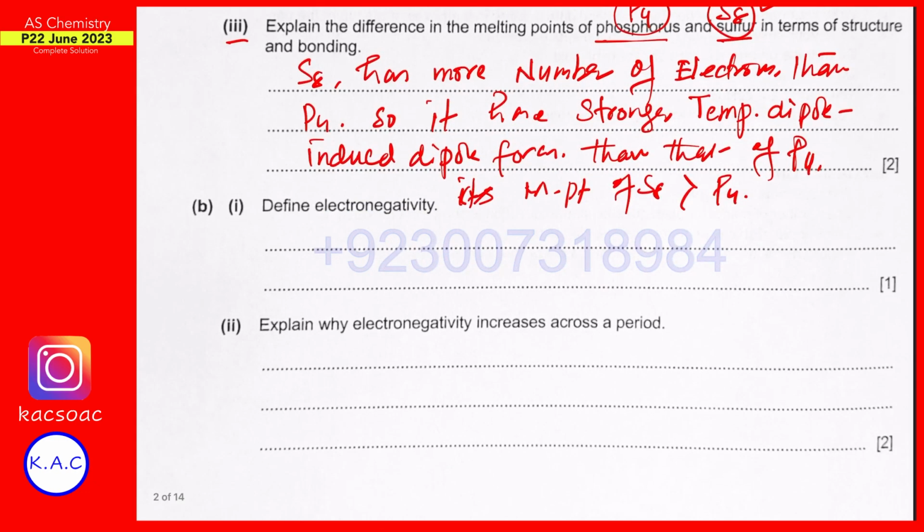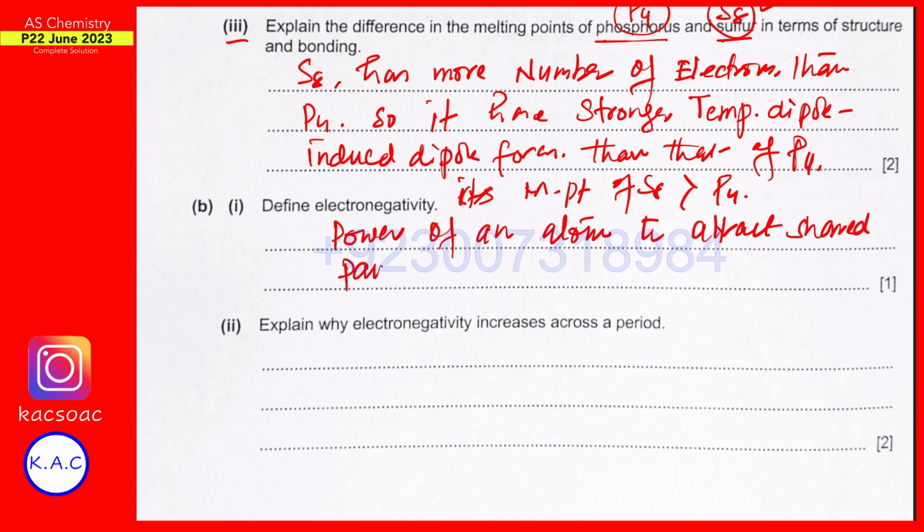Part B: define electronegativity. It's the power of an atom to attract the shared pair of electrons towards itself.